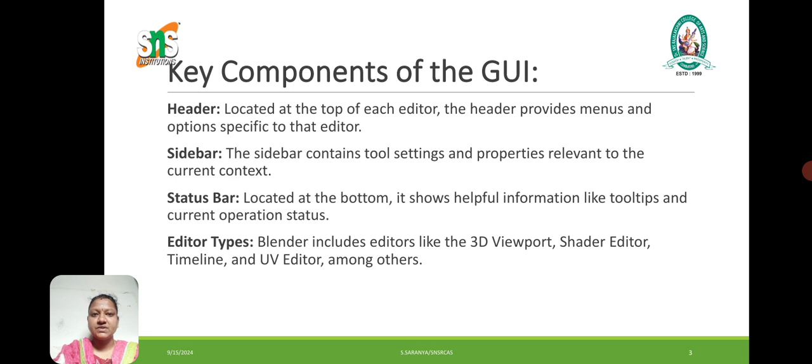Key components of GUI. Header. Located at the top of each editor, the header provides menus and options specific to that editor. Everyone knows that each and every application or software contains the header menu. In the header menu we have file, edit, view, save as, everything inside the header.